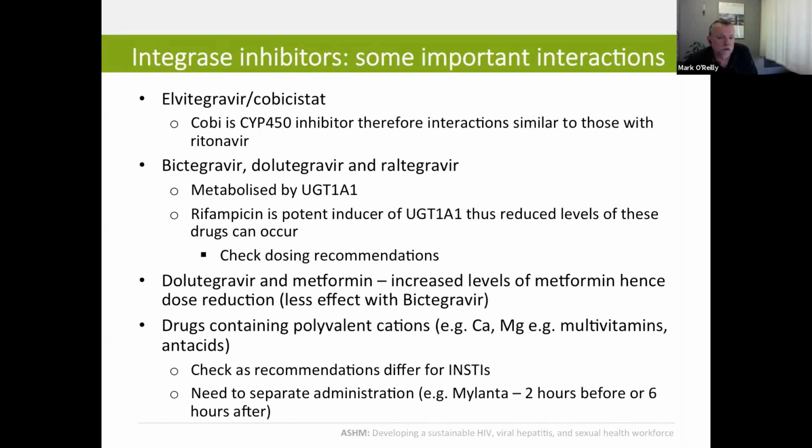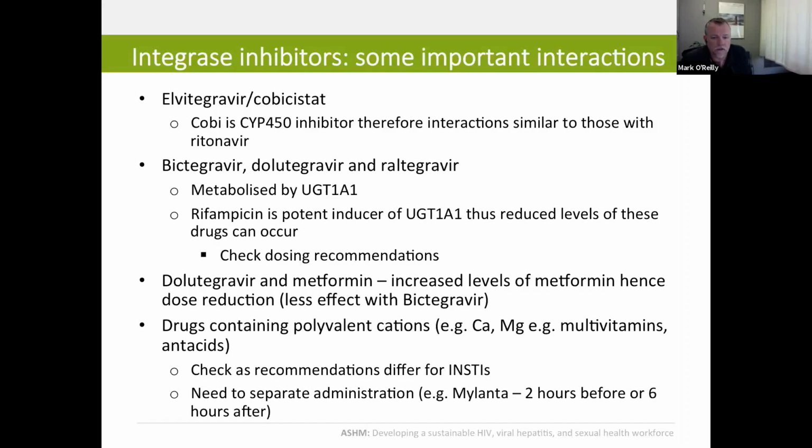Some important interactions when it comes to integrase inhibitors. Elvitegravir is boosted by cobicistat, so that's in Genvoya. We talked about Cobi being similar to ritonavir, and so the interactions are similar there. Bictegravir, dolutegravir, and raltegravir are all metabolized by the UGT1A1 pathway, and rifampicin is a potent inducer of this pathway and therefore can reduce the levels of bictegravir, dolutegravir, and raltegravir. So if you need to treat someone with tuberculosis, these drug-drug interactions need to be considered. Dolutegravir and metformin.